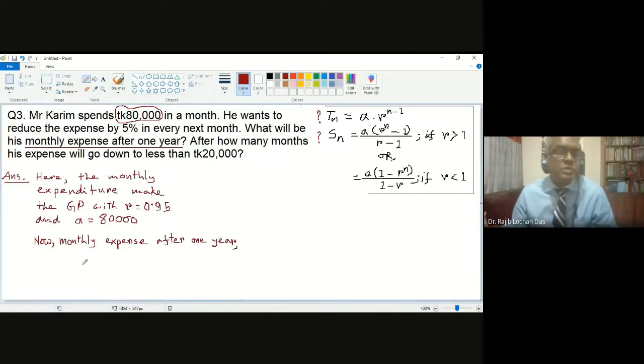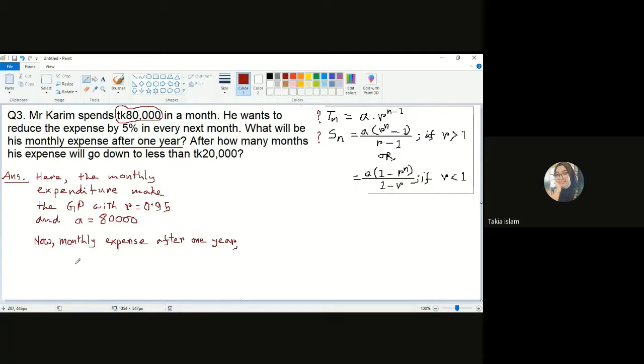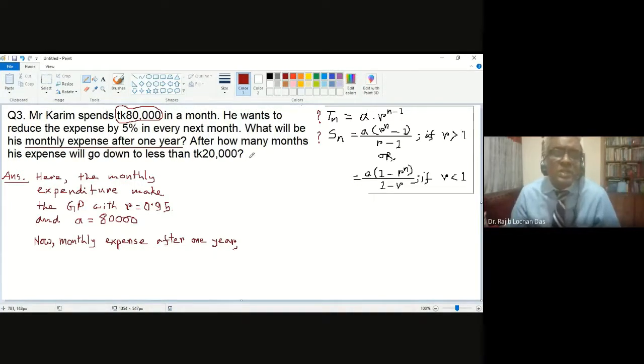Sir, because in the formula we need the term number, a specific term, after how many months it will come, like seventh month or eighth month or sixth month. After sixth month, the expense will go down to 20,000. No, no, no. You are going to the second part of the question. This is not my question. There are two questions. One is what will be his monthly expense after 1 year. So we are doing this now. So do not go to the next part. That is another question.